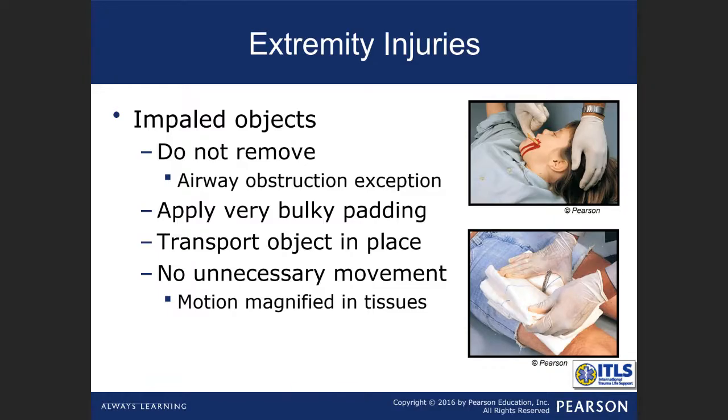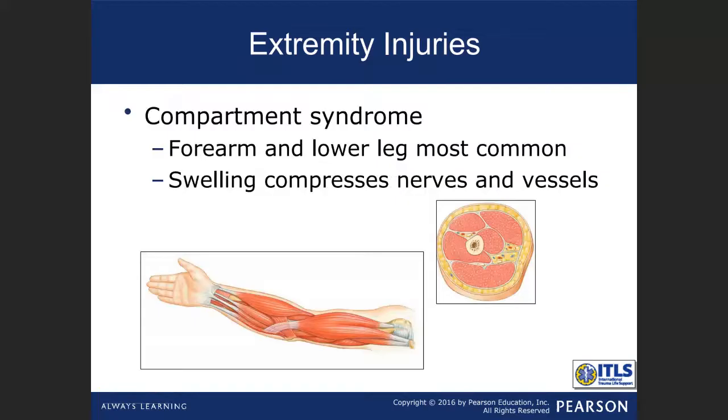Extremity injuries. Impaled object, do not remove. If airway obstruction is present, that's the only exception. So if there's an impaled object in the face, the only exception for that being removed is if airway is compromised. Apply very bulky padding, transport object in place, no unnecessary movement, motion magnified in tissues. So we don't want any unnecessary movement for impaled objects.